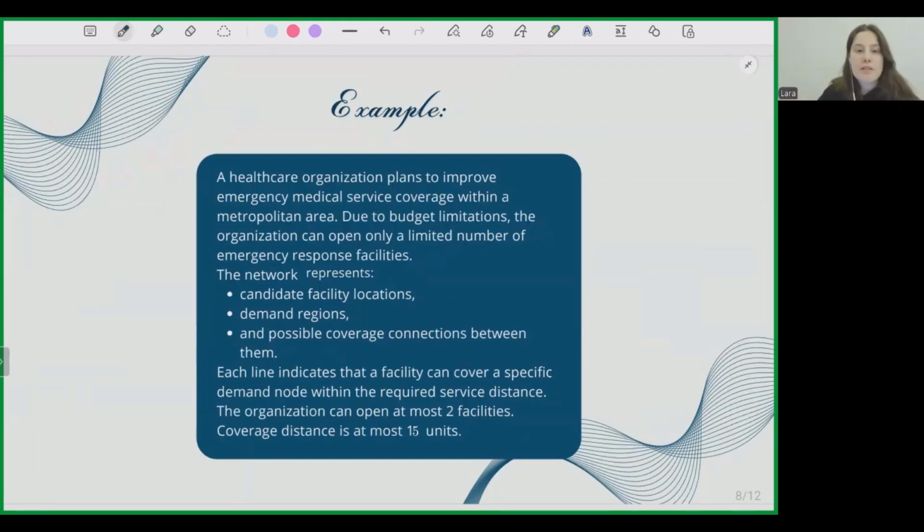Okay, so to understand the topic better, let's solve a question. It says a healthcare organization plans to improve emergency medical service coverage within a metropolitan area. Due to budget limitations, the organization can open only a limited number of emergency response facilities. The network represents candidate facility locations, demand regions, and possible coverage connections between them. Each line indicates that the facility can cover a specific demand node within the required service distance. The organization can open at most 2 facilities. Coverage distance is at most 15 units.